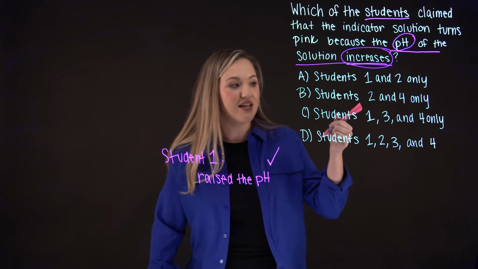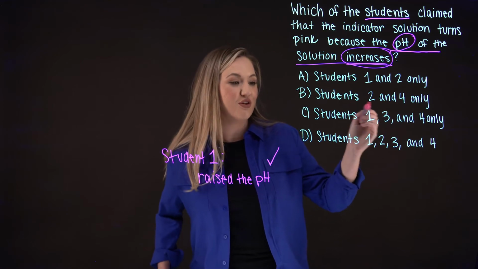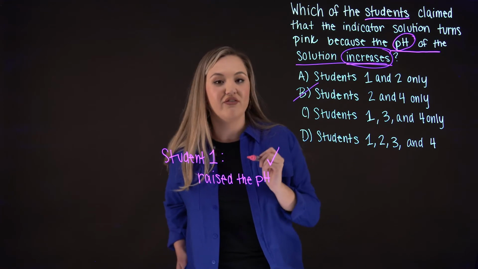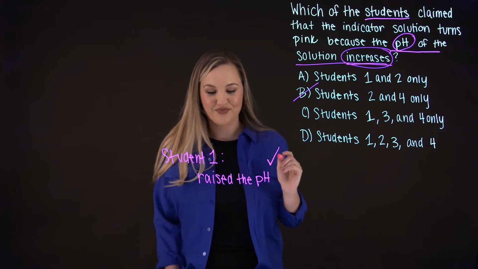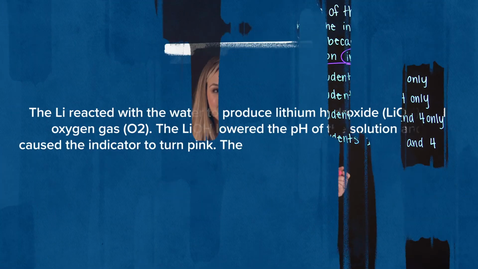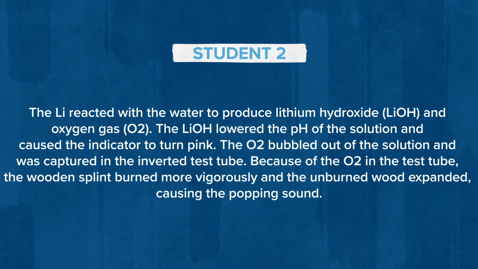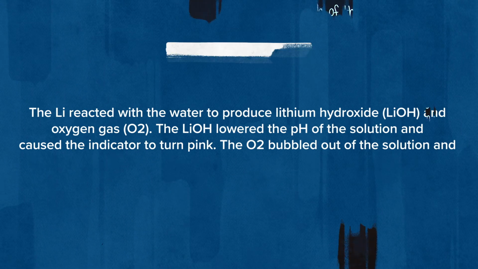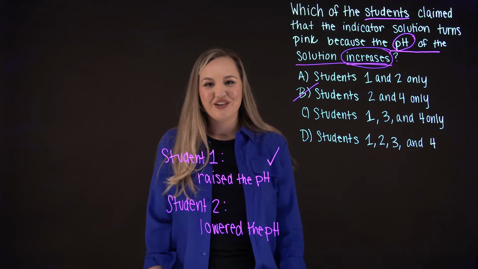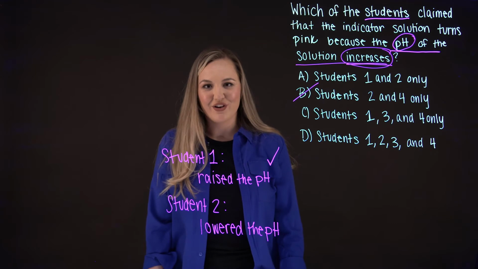We can see that B only includes students 2 and 4, so we're going to mark that off as an incorrect choice. Okay, let's take a look at student 2. In student 2's description, in the second sentence, it mentions that they believe this reaction lowered the pH. So student 2 believes that it lowered the pH, which is not what we are wanting. So student 2 will not be included in our correct answer choice.